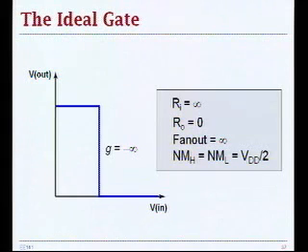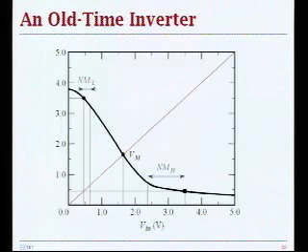Okay, everything clear so far? Okay, so here's the transfer characteristic of an NMOS inverter with a load. It has large noise margin high and low noise margin low.